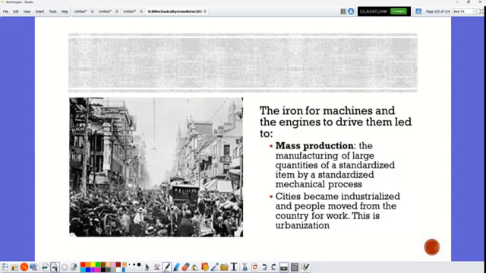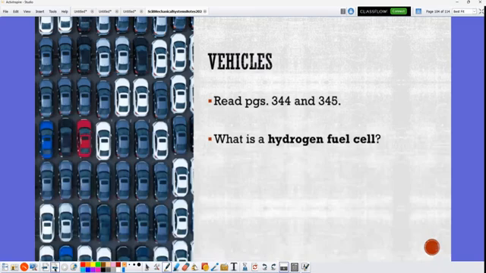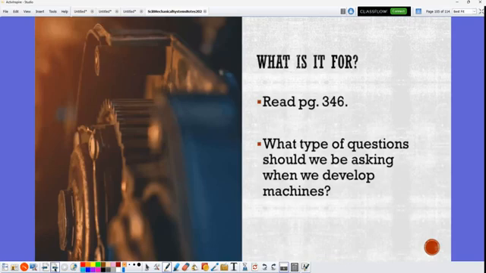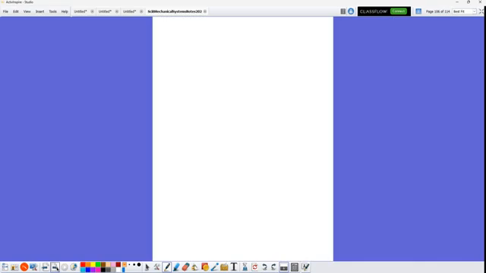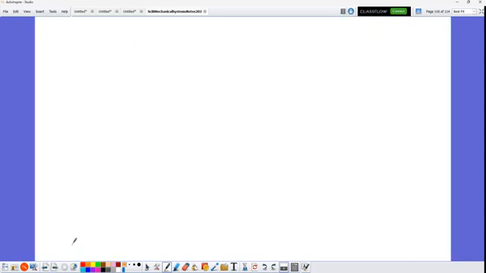Okay, and because of that, people chose to move to the city to find work, and therefore urbanization started as well. There were no jobs out in the country. And then vehicles, we talked about that in class: the hybrid vehicles, electric vehicles, the new hydrogen engine vehicles, the traditional ICE engine as well. And as we're developing machines, the first thing we should think of is, what is its purpose? What are we building it for? And that is the end of the unit.